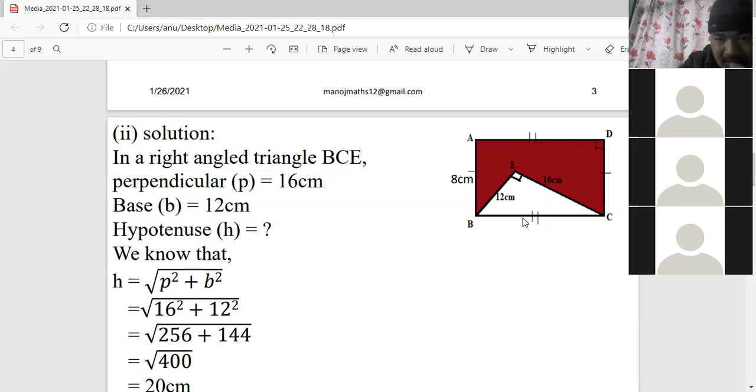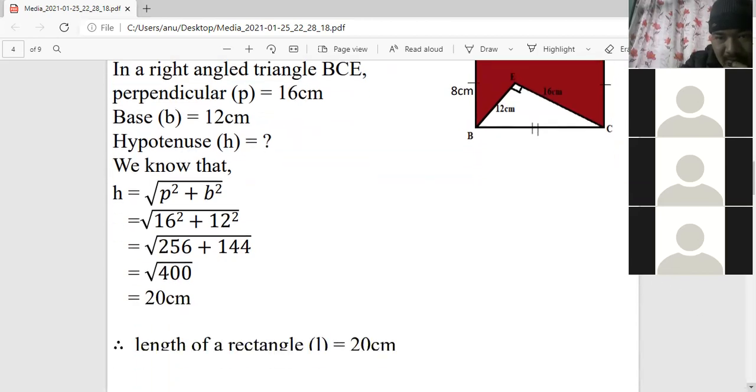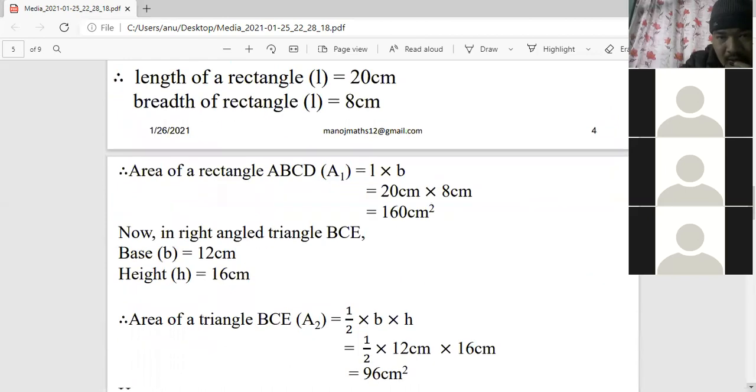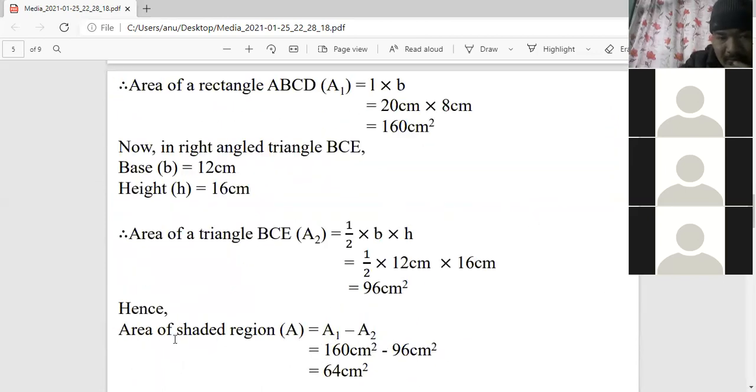This hypotenuse is the length of the rectangle that is found, and so there like this. Area of shaded region is A1 minus A2. A1 is rectangle, A2 is triangle. If you subtract them, you will get 64 centimeters square as the area of shaded region. I hope you are clear now.